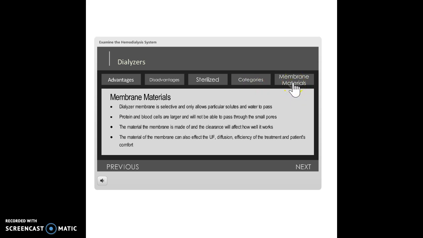Membrane materials: it's selectively permeable, like I mentioned. So some solutes are going to be able to pass and others will not. Bigger molecules are going to be kept in, while the smaller ones are going to be excreted into the discard material that will go down the drain.